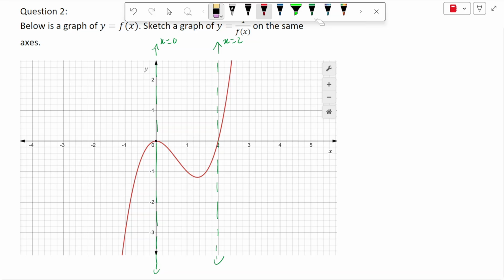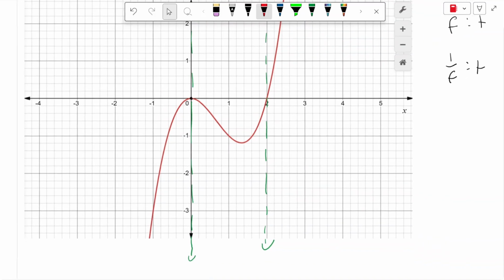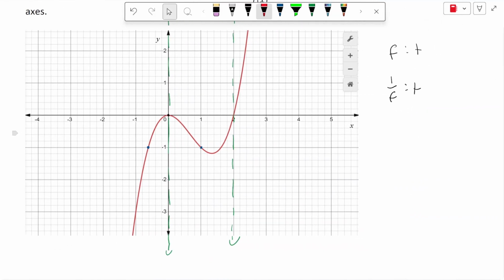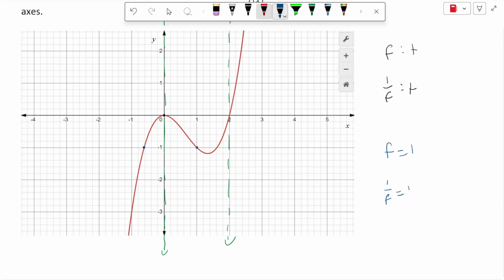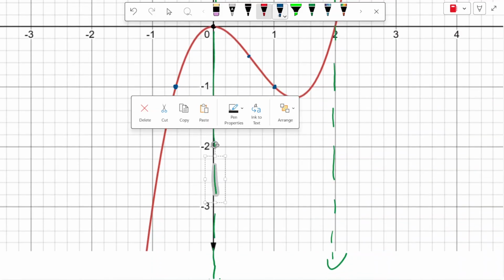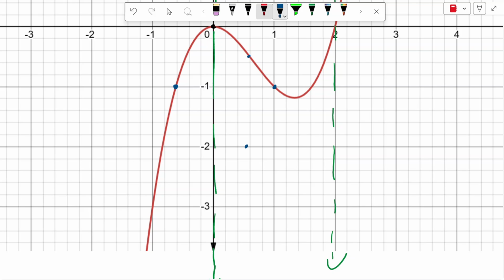Now, if f is positive, then 1 over f is still positive. So any positive or negative bits are still going to stay positive or negative. And then as this gets as small as possible, like local minimum, we're going to swap that for a local maximum. Also, any spots that you have it equaling 1, so there, for example, and there, our new graph is going to pass through that. Because also, if f is 1, then 1 over f also equals 1. You can see here, like, it's a half, so 1 over f should maybe be down here at -2.